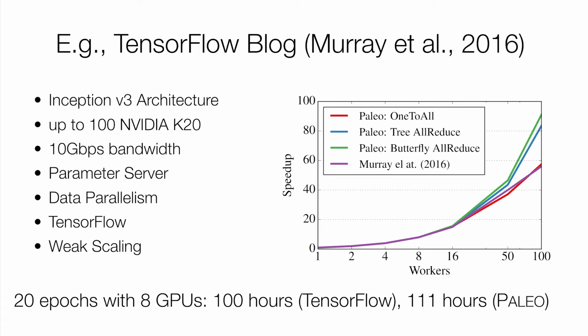As a result, what we did next was use Paleo to try to reproduce some results that we had seen in the literature, to see if we could get reasonable estimates. First, we looked at the TensorFlow blog post from 2016. We followed the same assumptions that they use in their actual experiments.